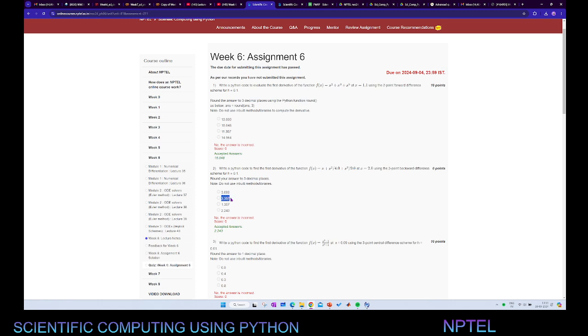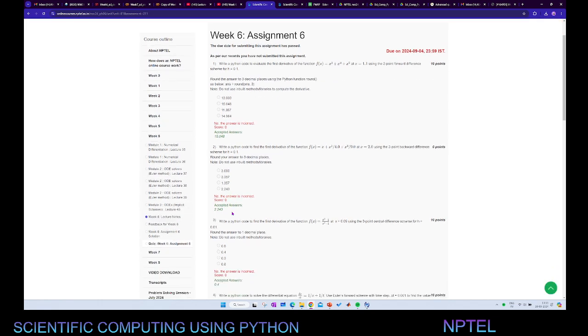Okay, so you selected this one, right? Yes. So they probably meant this to be 3.243. Yeah, but you got it incorrect. Okay, I'll inform them.